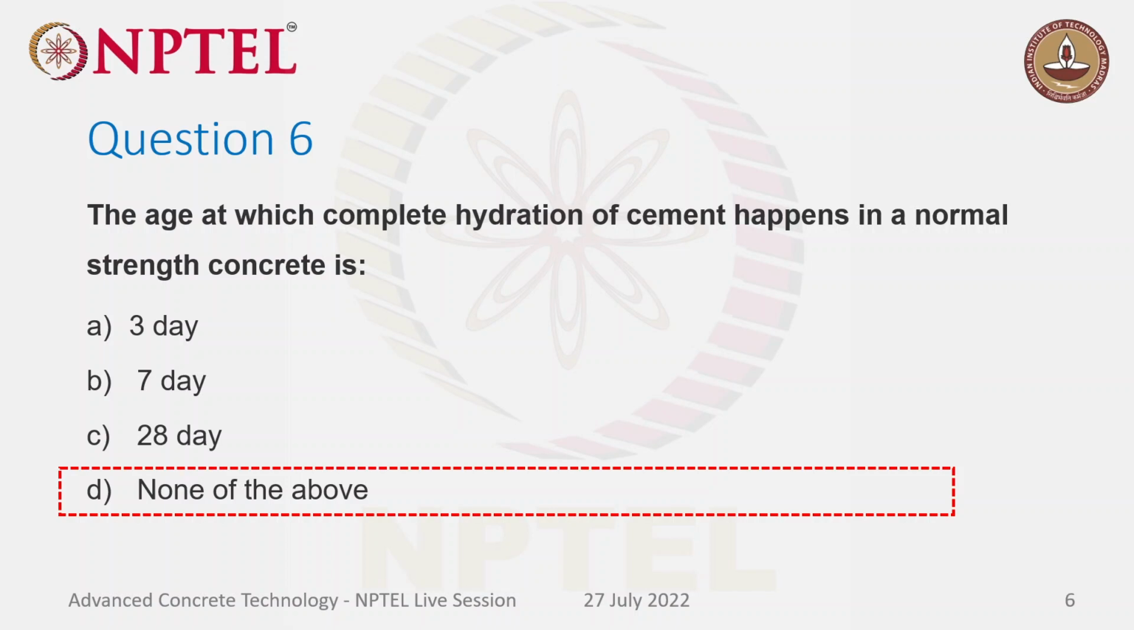So the answer is none of the above, because if you take a normal strength concrete, generally the water to cement ratio is in the range of 0.4 to 0.6. In that range, what will happen? If you keep on curing the cement concrete, it will keep on hydrating. You can check the long-term strength of the concrete, and it keeps on rising. Which means that if you supply additional water, it will keep on hydrating, so complete hydration of cement is kind of an asymptotic curve. So the answer is none of the above.